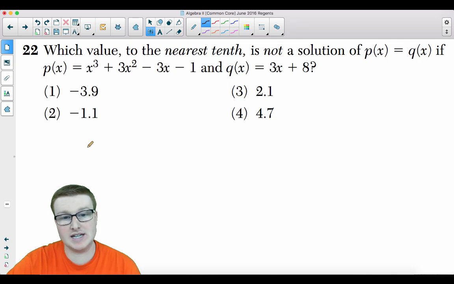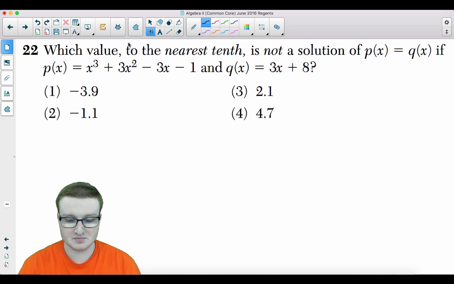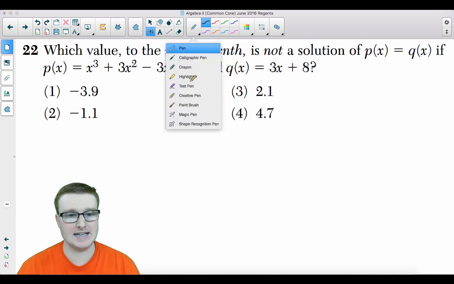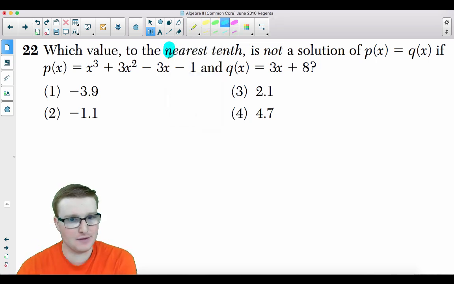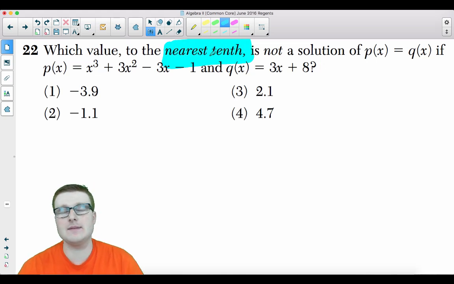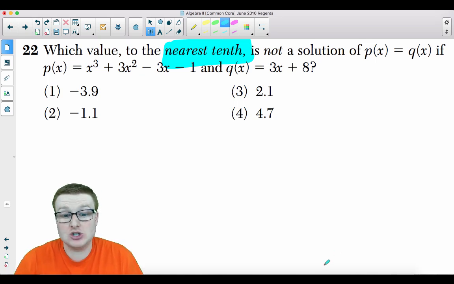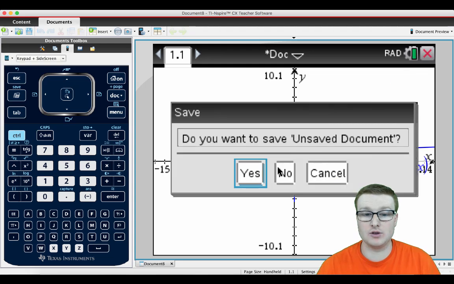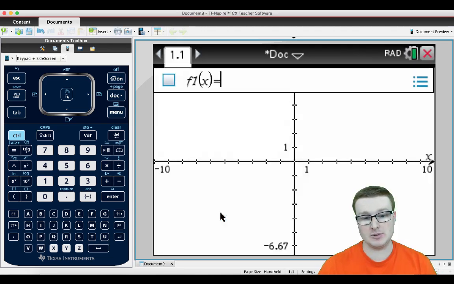22. Which value to the nearest tenth is not a solution of p of x equals q of x if p of x equals that and q of x equals that? So here's how you do this question. Just because it says to the nearest tenth, folks, what should be blaring in your head is, I cannot solve this algebraically. I have to use my calculator. You have to use a graph page because you cannot solve for those complex decimals. So I'm going to go to my graph page.